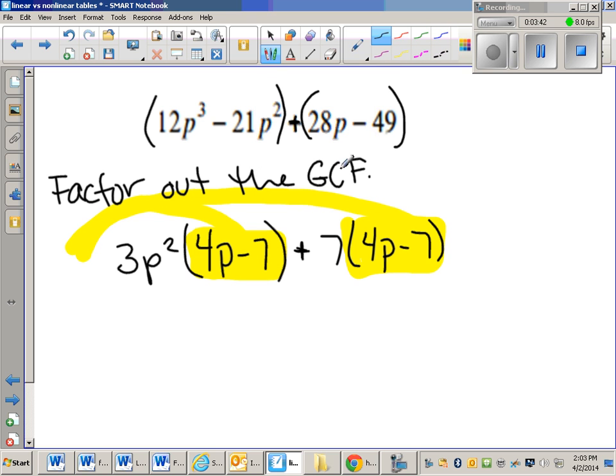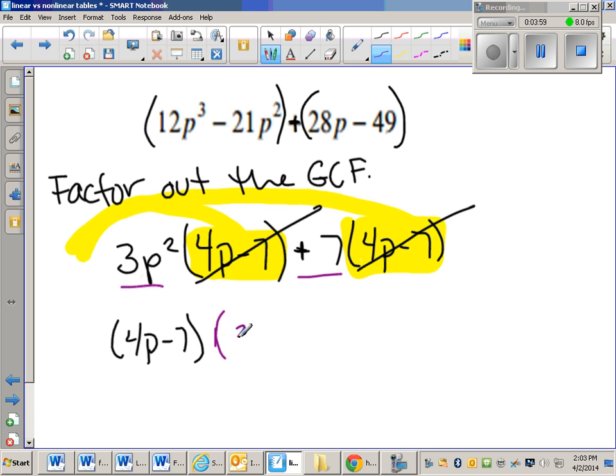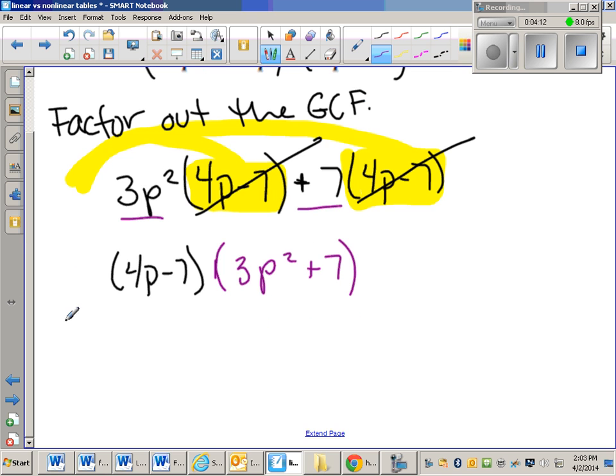So watch what happens here. If you factor out 4p minus 7, if you take this out and you take this out, what are you left with? Well, you're left with 3p squared plus 7. So then you have times 3p squared plus 7. And that is how you would write this in factored form. Now you could check your answer, as always, by using the area model. You don't have to do this part, but it's never a bad idea to check your work.